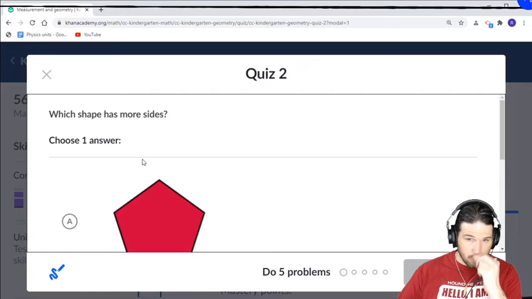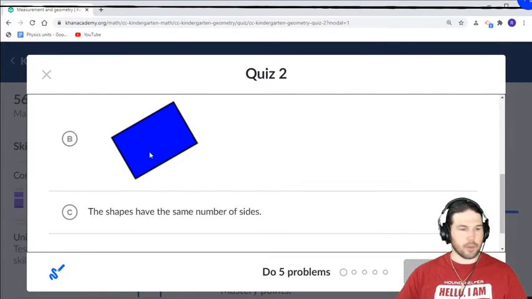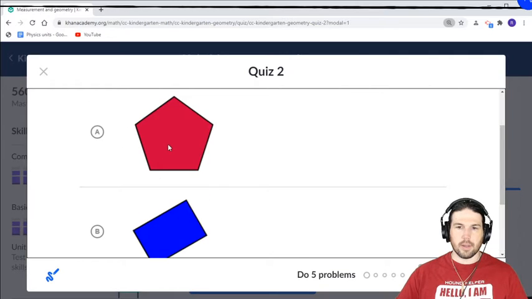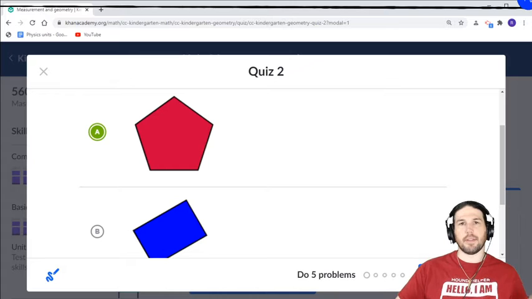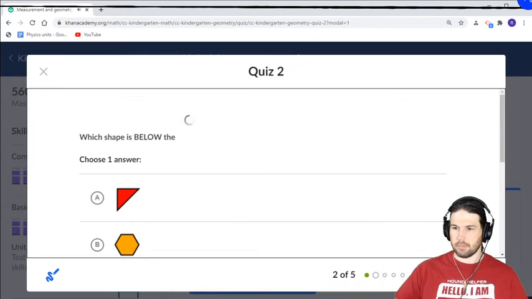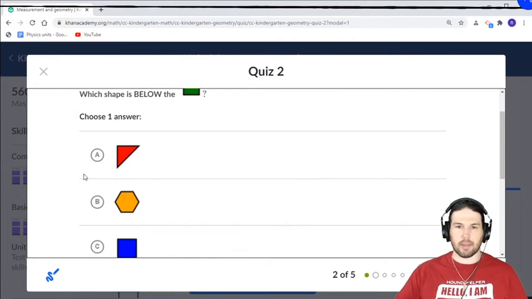Which shape has more sides? So we're going to count the sides. 1, 2, 3, 4, 5. This one has 1, 2, 3, 4. So the pentagon clearly has more sides than the rectangle. Which shape is below the green rectangle? Let's see. Looks like the red triangle to me.